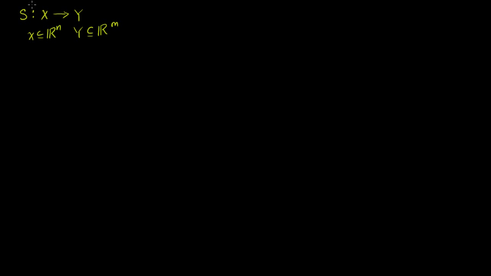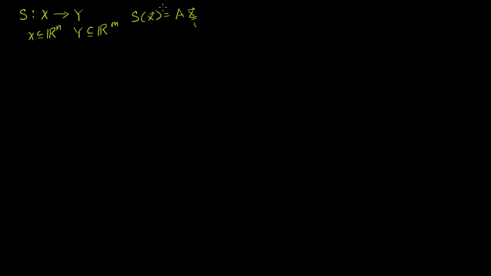Then we know if S is a linear transformation, it can be represented by a matrix vector product. So we can write that S of some vector x is equal to some matrix A times x. And whatever x we input into the function that we take the mapping of, it's going to be a member of Rn.